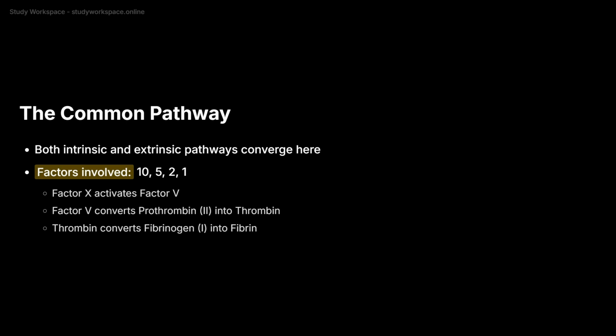Factor 10 activates factor 5. Factor 5 converts prothrombin, which is factor 2, into thrombin. Thrombin then converts fibrinogen, which is factor 1, into fibrin. Fibrin forms the stable clot that stops bleeding. A useful sequence to remember is 10, 5, 2, 1.